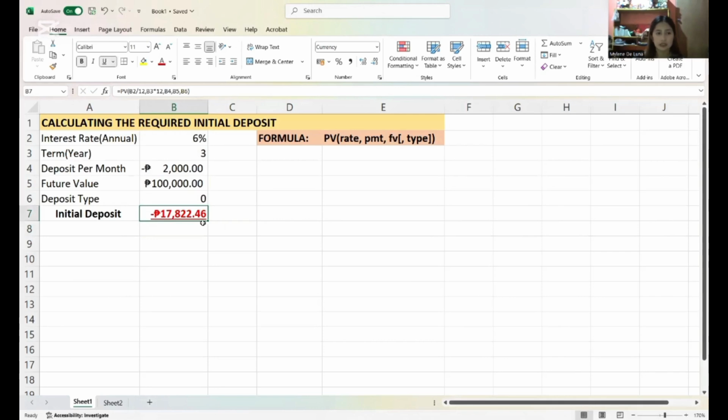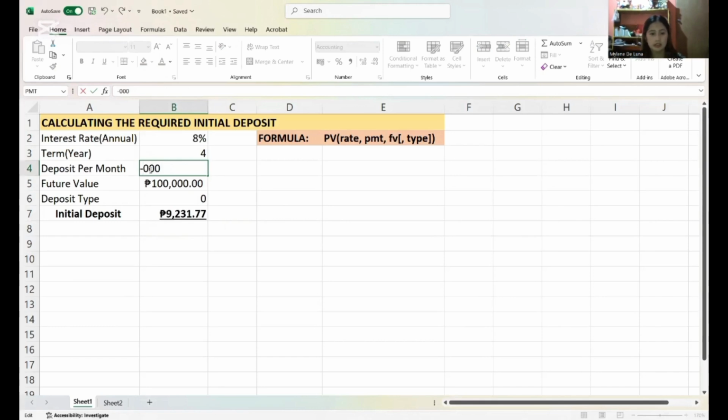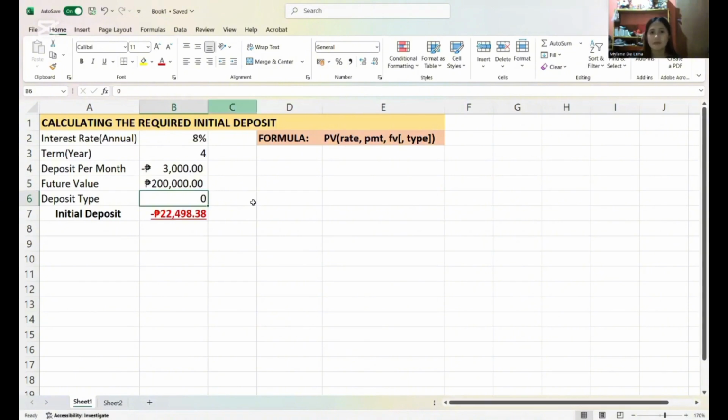Ganun lang kadali. At pwede mo namang palitan if ever tumaas yung interest rate, pwede mo siyang palitan. Magiging 8% ganun. Magpapalit na rin yung initial deposit. Tas kung madadagdagan naman yung taon, gagawin mong 4 years, mag-change ulit yung sa baba, yung sa initial deposit. And then papalitan mo din yung sa deposit per month niya, mag-change ulit yung sa baba. Then add ulit ng future value. Change ulit yung sa initial deposit. Ganun lang kadali kung paano kunin ang initial deposit gamit ang PV function.